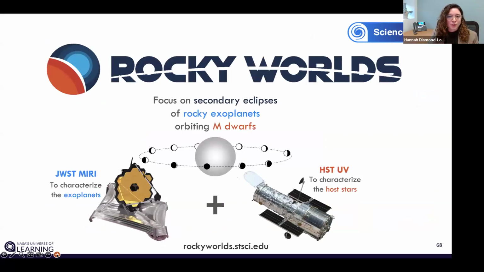Conclusion: this is the Rocky Worlds DDT program. It is focusing on the secondary eclipses of rocky planets orbiting M dwarfs. It is using the multi-mission capabilities we have here at Space Telescope to use JWST with MIRI to characterize the exoplanets and HST in the ultraviolet to characterize the host stars.